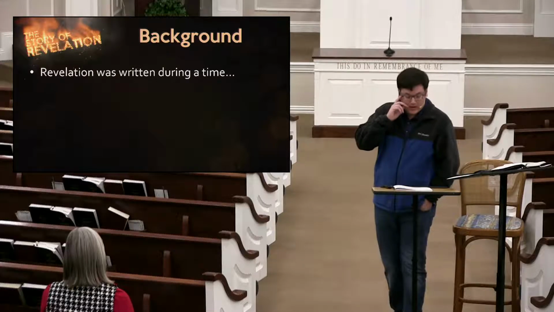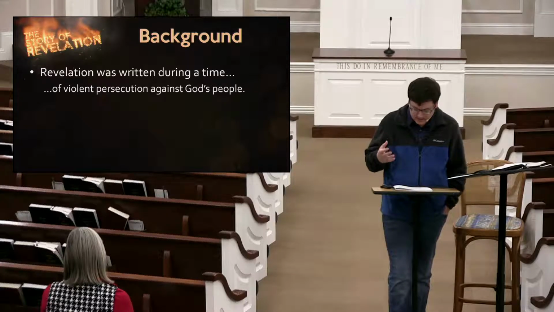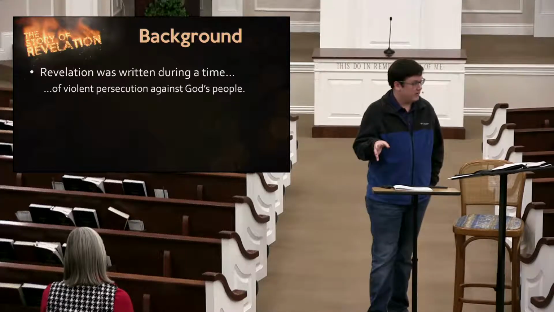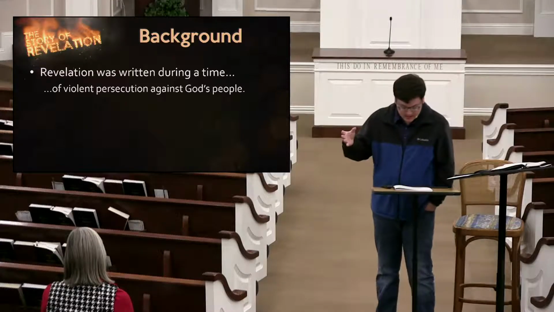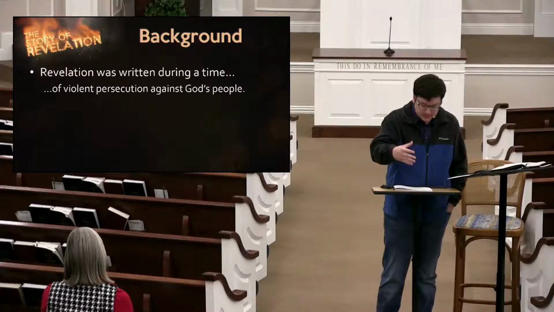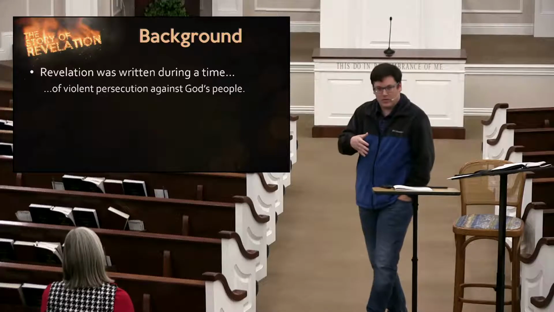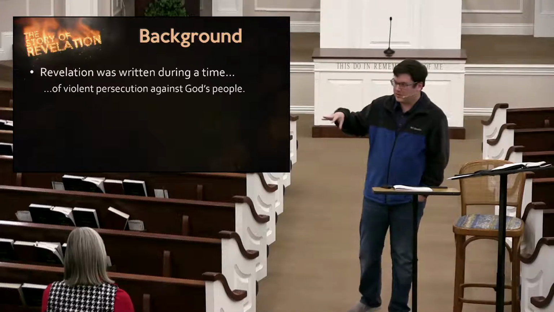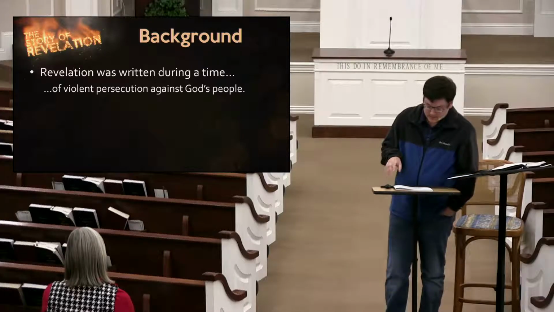Revelation was written during a time of violent persecution against God's people. Persecution started with the church very early on. We see it in Acts chapter 4. You see the Jews were persecuting Christians, and really at this time, Christians were seen kind of as just another sect of the Jews, just a group similar to the Jews. But even from early on, there was this persecution.